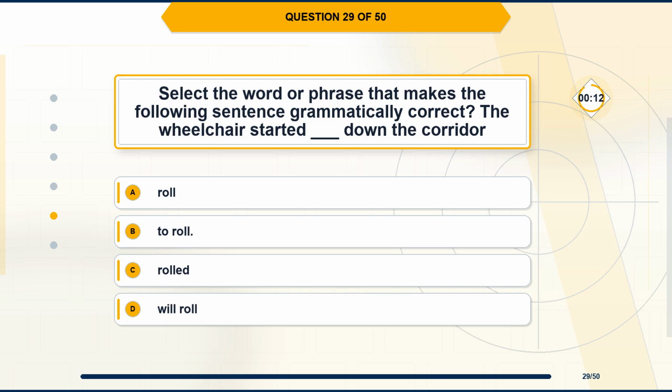Question 29. Select the word or phrase that makes the following sentence grammatically correct. The wheelchair started blank down the corridor. Option A, roll. Option B, to roll. Option C, rolled. Option D, will roll.